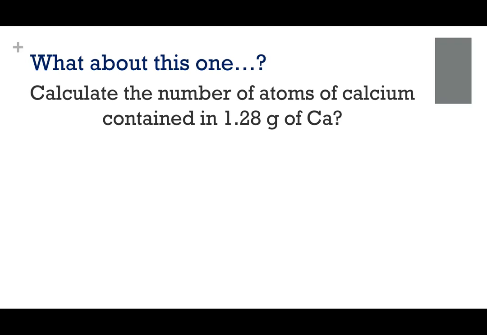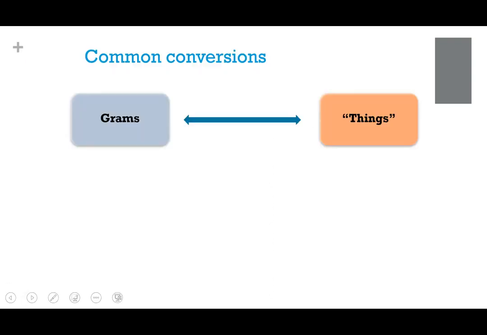Well, how in the world would I do that? We've talked about grams to moles. We've talked about atoms to moles. But have we talked about going from grams to atoms yet? So straight from grams to atoms? No, we haven't. And we're not going to, because it doesn't exist. There's no direct route between those two.